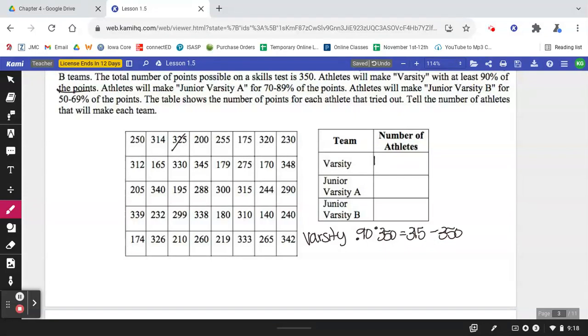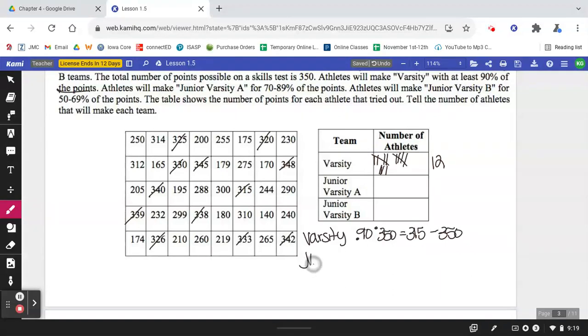1, 2, 3, 4, 5, 6, 7, 8, 9, 10, 11, 12. Oops. Good. So we have 12 people that make varsity.